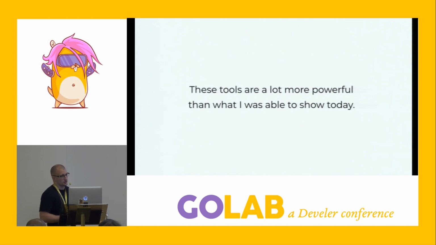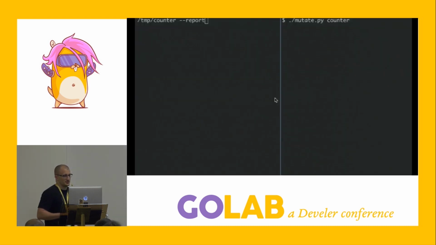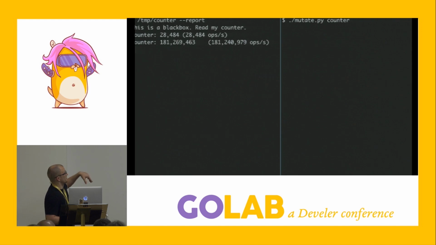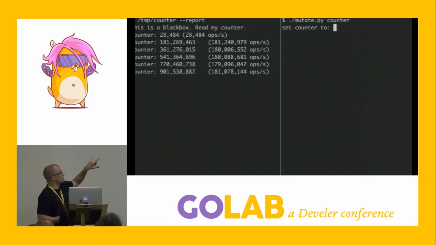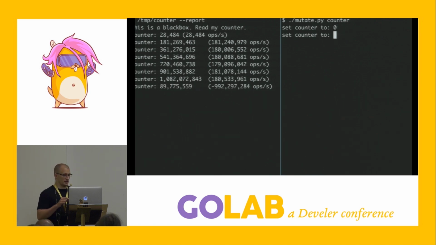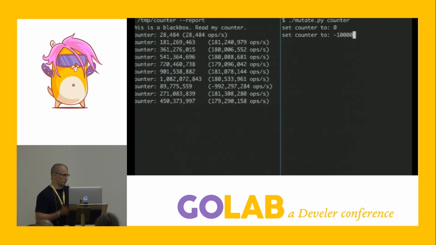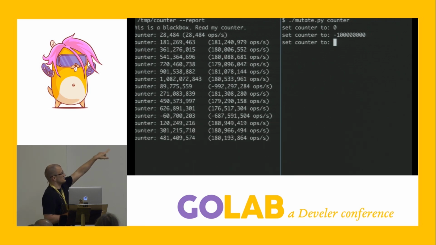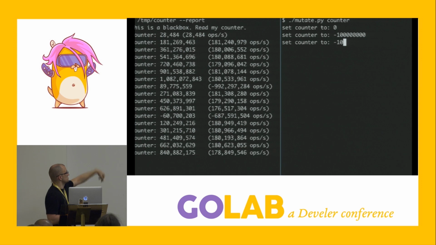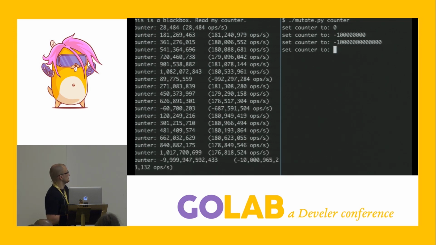So yeah, these tools are a lot more powerful than what I'm demonstrating today. These are very straightforward test programs. But I wanted to demonstrate a little bit more of the power of these tools. So last night I wrote this program. Again, we have our counter on the left-hand side. And on the right-hand side, I wrote this mutate program that allows me to send any numeric value over to the process and actually write into the process memory. So you can see here I'm just sending some numeric values, like negative values, and it adjusts the counter live here.